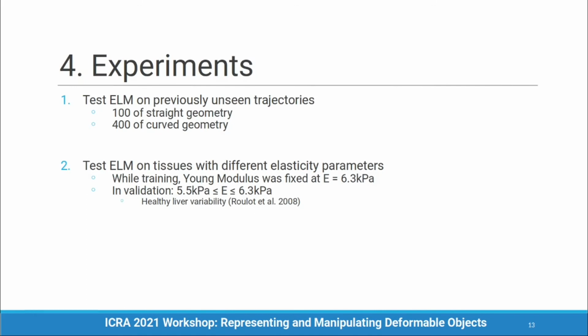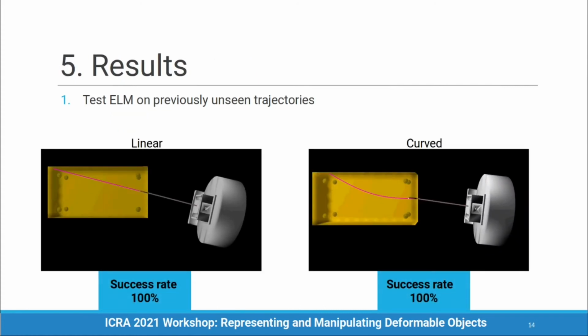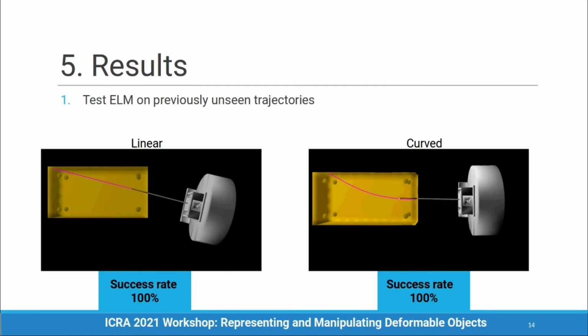In order to validate our method, we'll test ELM on previously unseen trajectories of both straight geometry and curved geometry. We will also test ELM on tissues with different elasticity parameters than the ones used for the training phase. Results showed the ELM was able to successfully perform needle insertion in all the previously unseen trajectories.